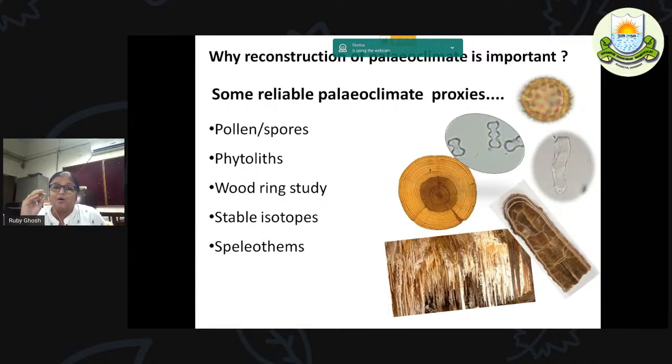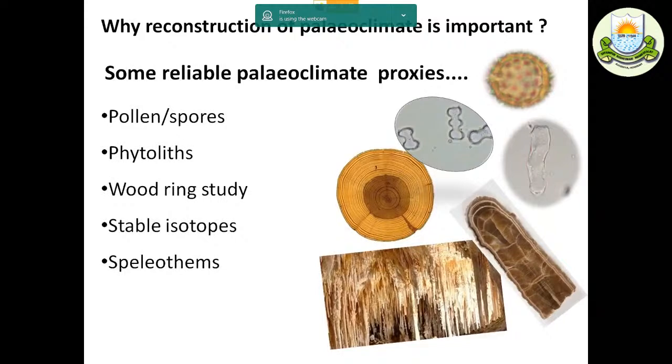But all these proxies have some demerits. Like pollen and spores, we know they are very reliable proxies, but in fluvial deposits or oxidized conditions they are of rare occurrence, because sporopollenin gets destroyed in oxidized conditions. And wood ring studies, although very high resolution, don't give us long-term results, because the longest tree ring record is about 7600 years.